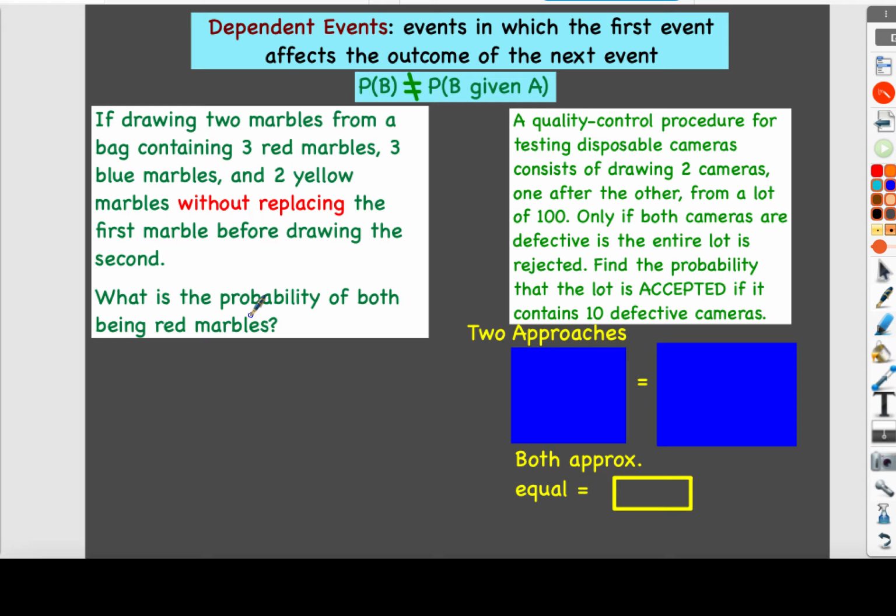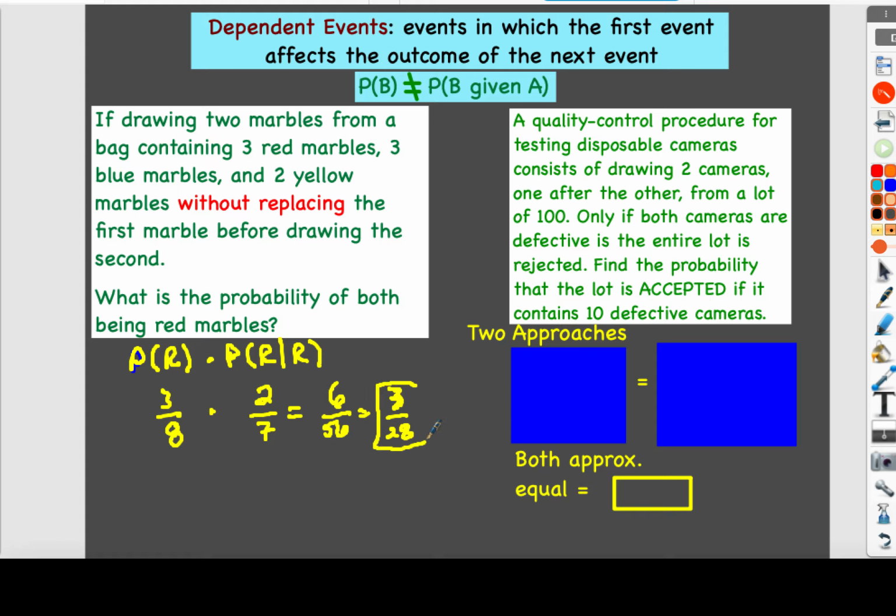Well, the probability of the first red marble would just be 3 out of the 8 marbles. And the probability of a second red marble given that we had a first red marble. Well, in that case, there's a red marble missing, so there's only 2 red marbles left out of the 7 marbles left, or essentially 6 out of 56, or 3, if we reduce it, out of 28 possibilities.